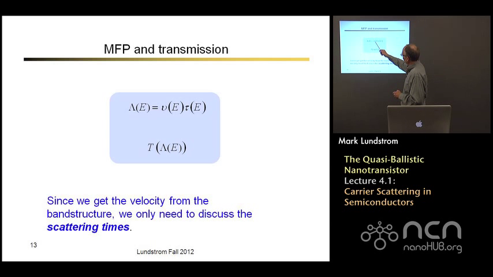The mean free path is the product of the electron velocity times the time between scattering events. The electron velocity comes from the band structure. The scattering time comes from the band structure and the scattering physics. So for the remainder of this lecture, let's try to get a simple understanding of scattering, since the velocity is relatively easy, it comes directly from the band structure.